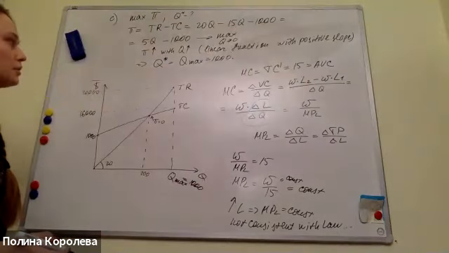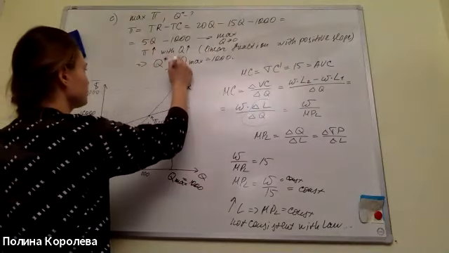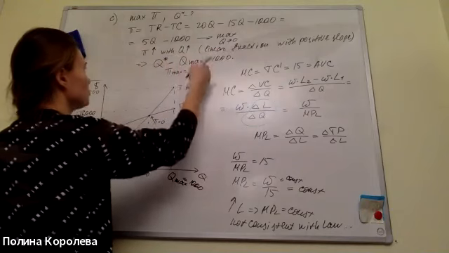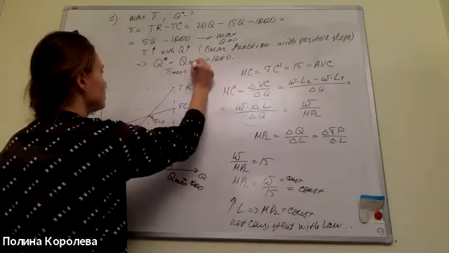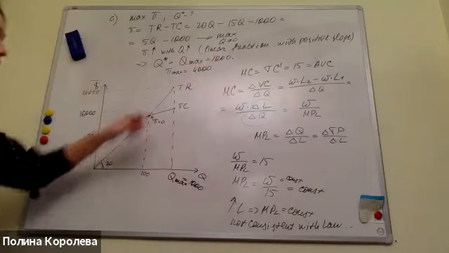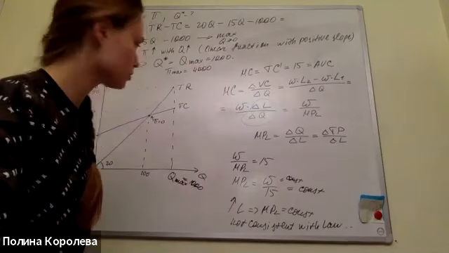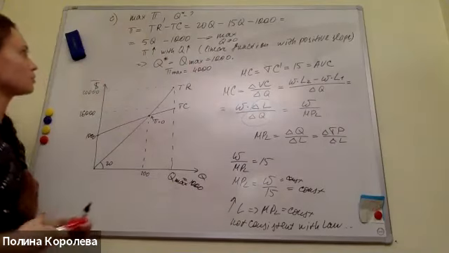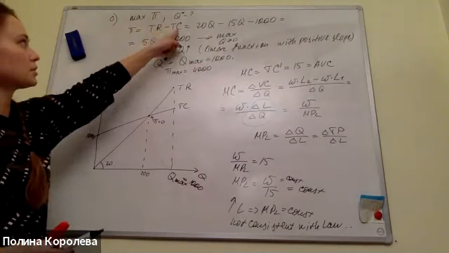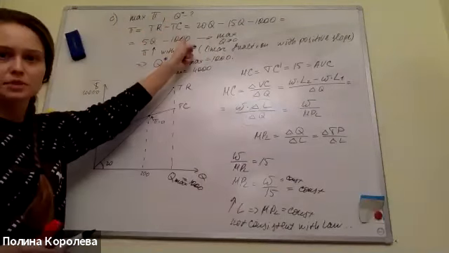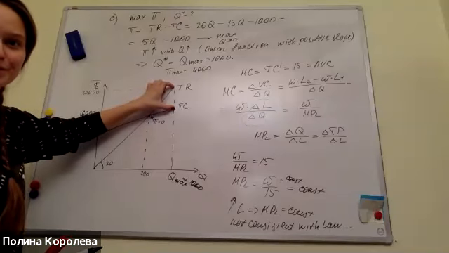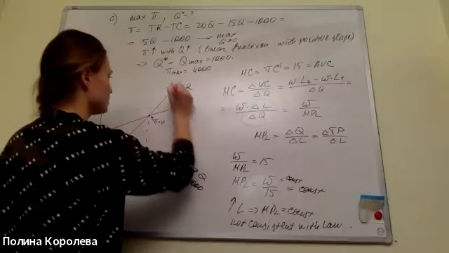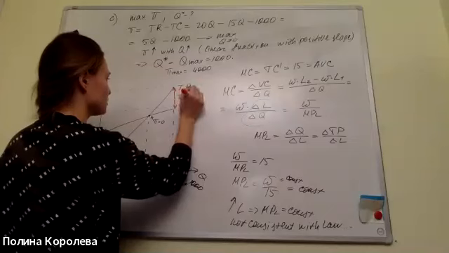And also we can calculate this profit. Maximal profit, put in 1000. How much? 4000. And on the graph where I drew this, profit, total revenue minus total cost, is the difference between two graphs. Maximal difference is here. This is maximal profit.